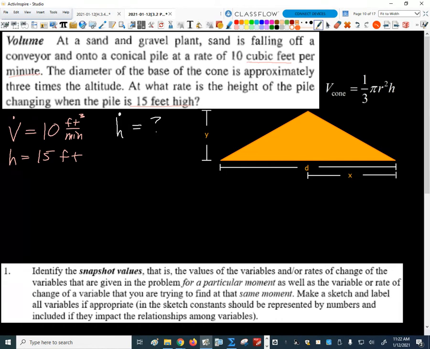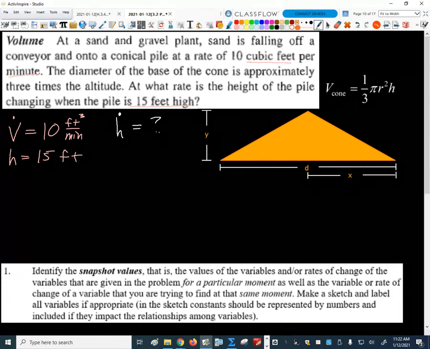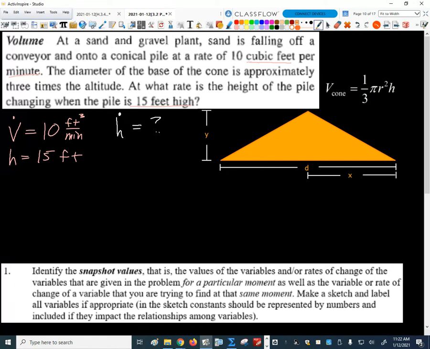Okay, all right, so there's step one. We identified the snapshot values. What's step two here, Natalie? Coming up with a parent function. Okay, good. We need the parent equation, don't we? Well, we have that, right? That's the volume of the cone. Everybody agree?